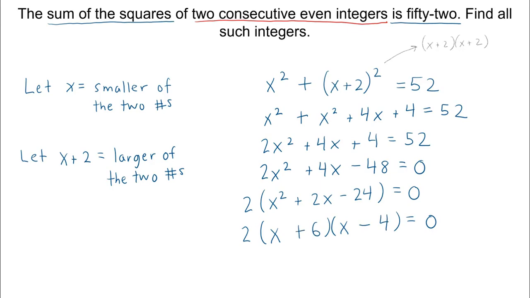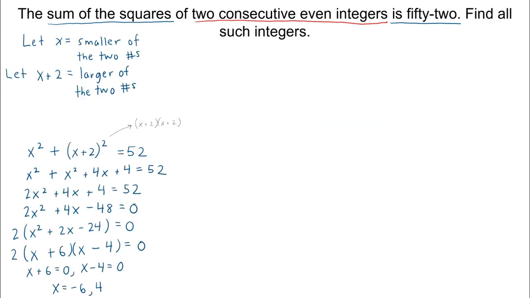Now that the left side's fully factored, we take each factor that contains a variable, set that factor equal to 0, and solve. That'll give us x plus 6 equals 0, and x minus 4 equals 0, which in turn gives us x is equal to negative 6 and x is equal to positive 4. I've condensed our work down over here on the left side because we're going to need some more room.